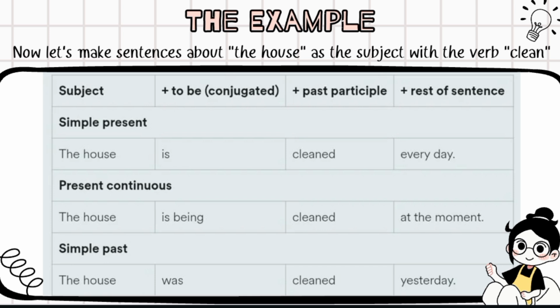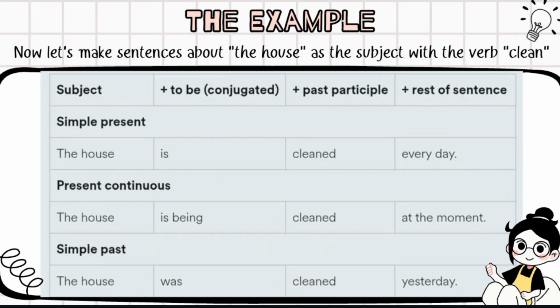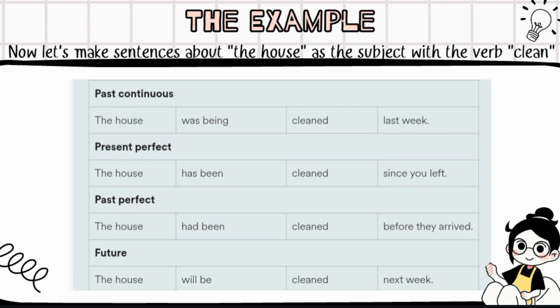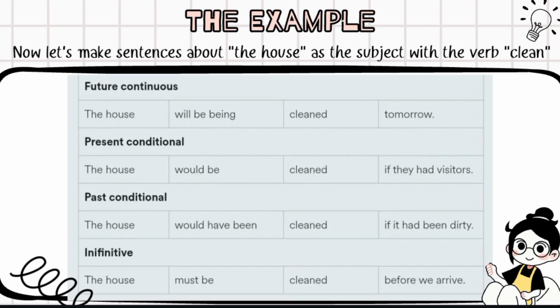In the present continuous, we use the to be is being, and then in the simple past use was, and then in the past continuous we use was being. In present perfect we use has been. In the past perfect we use had been, and in the future we use will be. Will be is a modal verb, because will is modal. We can use will, would, could, should, like that.